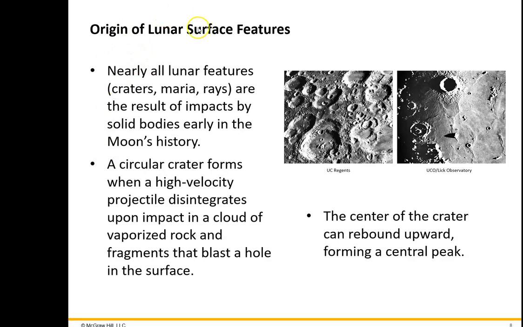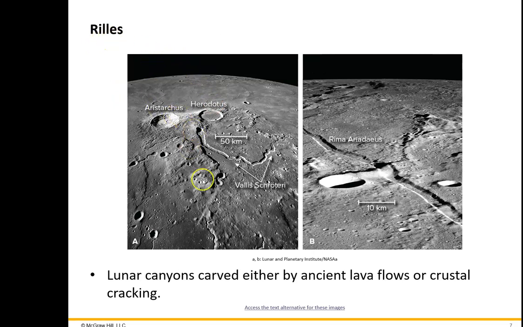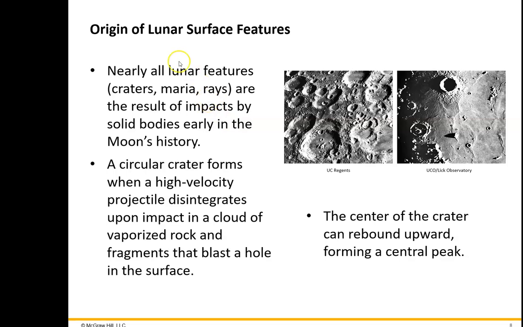All right, the origins of surface features on the moon. As it says here, nearly all of the surface features, the craters, maria, and the rays. So these rilles are sometimes called rays. They're just lines that, if you're above the moon in a spacecraft taking pictures, that's what you call these things, these rays or rilles. Anyhow, all of these are caused, for the most part, by impacts, things hitting the moon. All right.